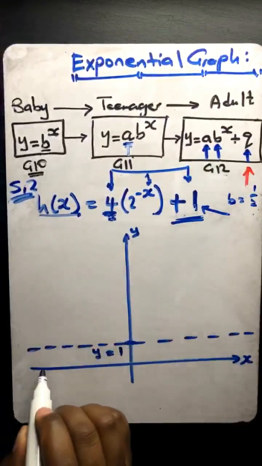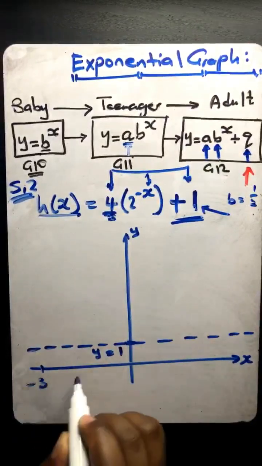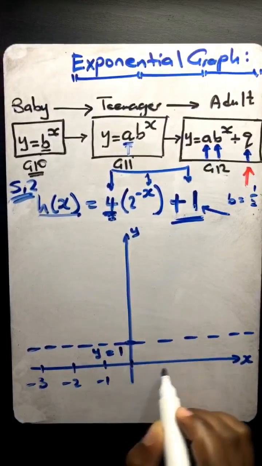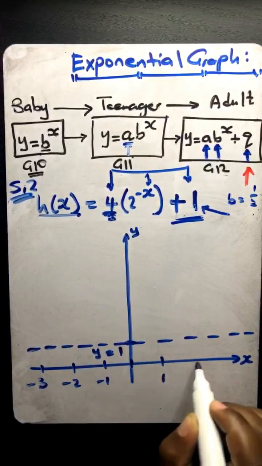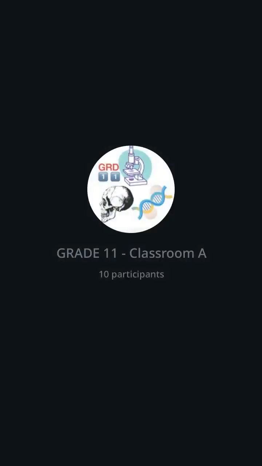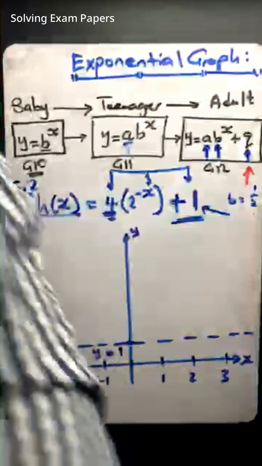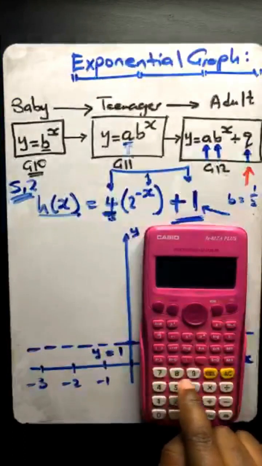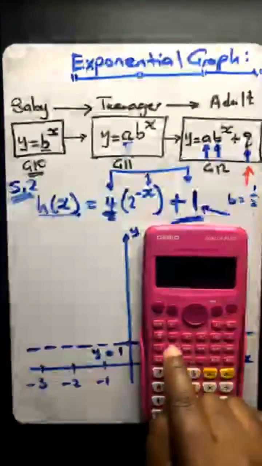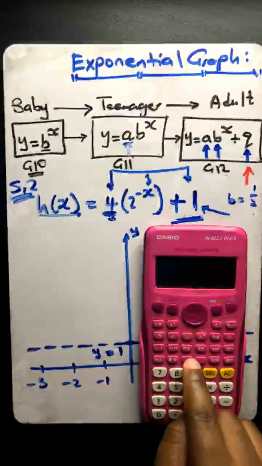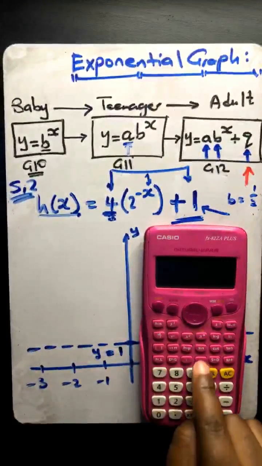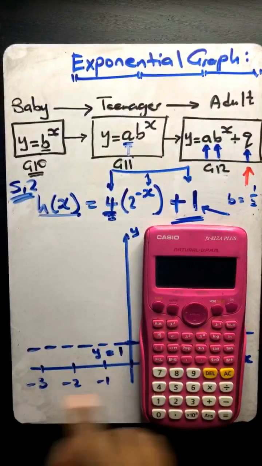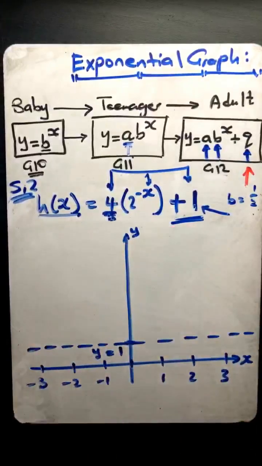So I normally start, let's say, from negative 3, and then I'm going to try negative 2, then I go to negative 1, there is 0, then I'm going to plot 1, and then there I'm going to plot 2, there I'm going to plot 3. Just like our undercover has said, you just take your calculator and you plug. So it's going to be 4 into 2 to the exponent negative. You start with negative 3. So that means inside the brackets you say negative 3, you close, you go down, then you say plus 1. So you need to punch this thing like this.